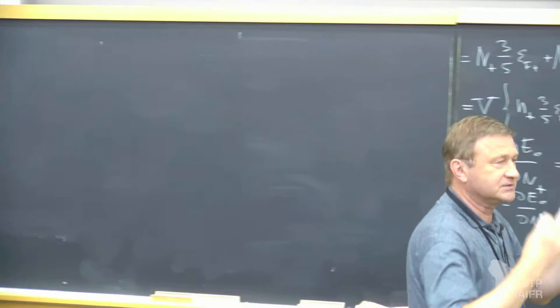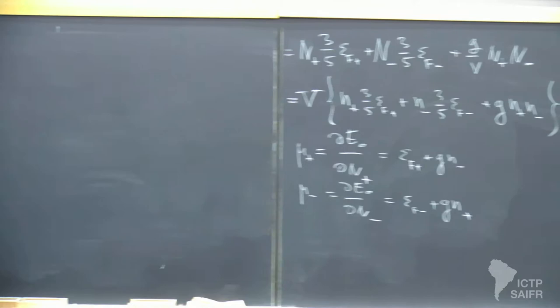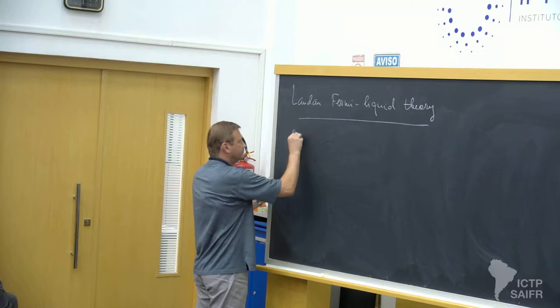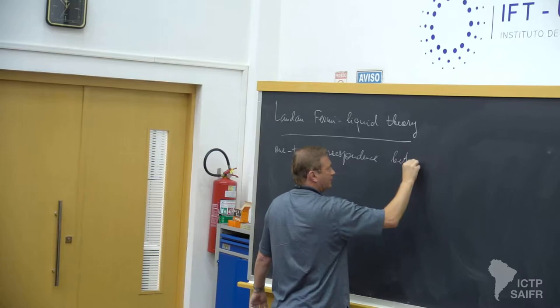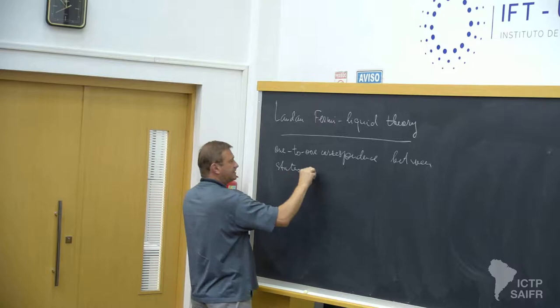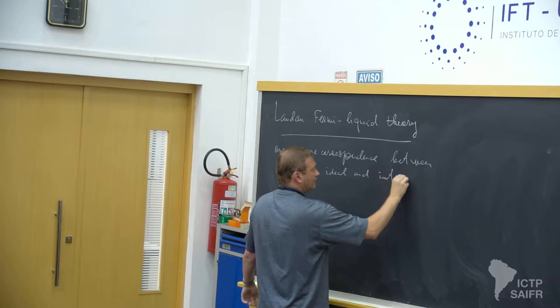The idea behind the Landau-Fermi liquid theory is that there is a one-to-one correspondence between states in the ideal and interacting Fermi gas or Fermi system.